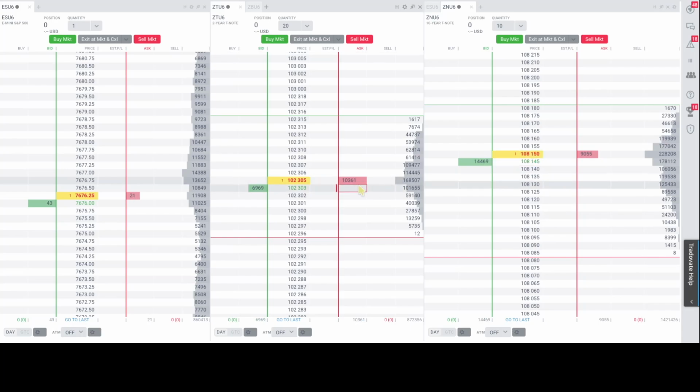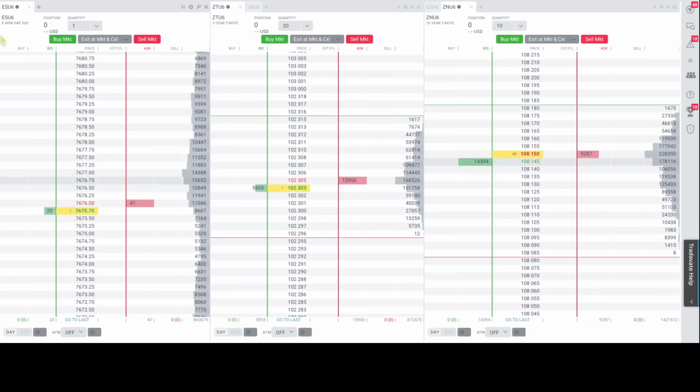That's a liquid market. Over here in the ZT, the current offer, 168,000. And then over in the ES, which is a heavily traded contract, look at this, 11,000, 8,400. Up here we had 14,000, but that's pale in comparison to 168,000 and 228,000, isn't it? So you have a very liquid market.